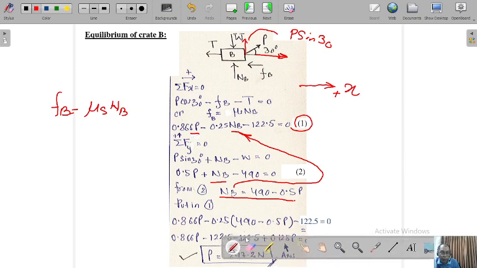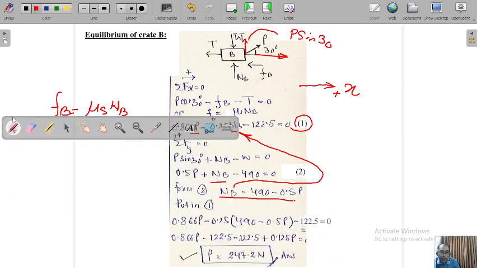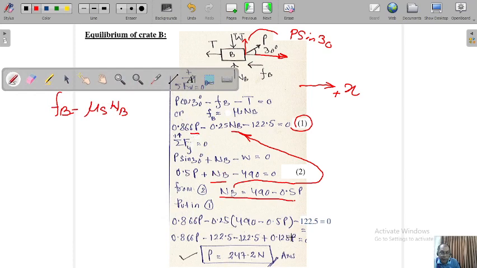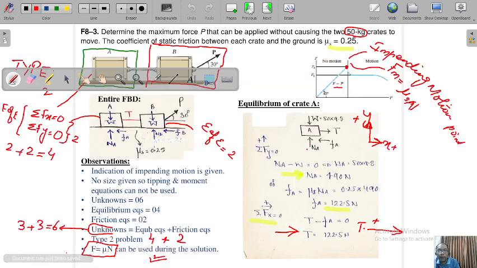Once you have put it in this equation, now the whole equation is in P. So from this linear equation you can calculate the value of P. P is equal to 247.2 Newton. So what does this P tell us? This P which is calculated tells us that this is the maximum force P that can be applied without causing the 250 kg plates to move.